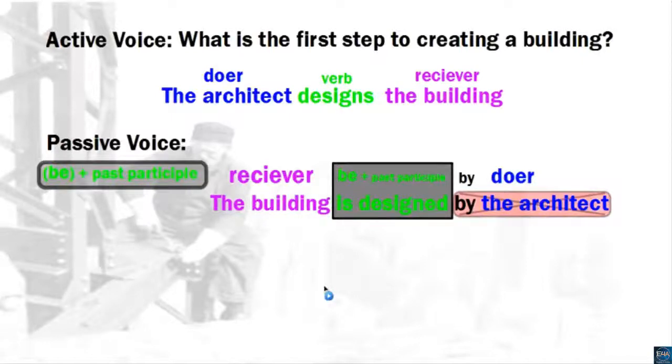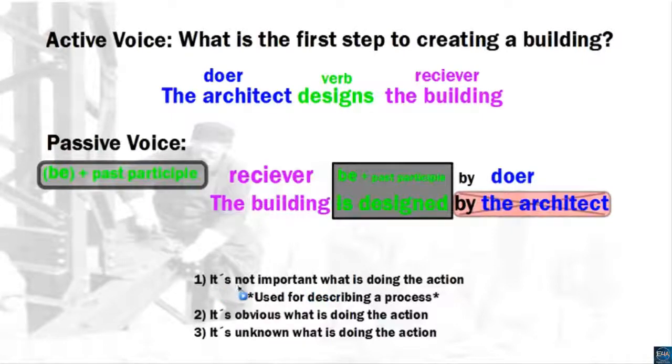So why do we use the passive voice? Well, for these reasons. First, it's not important who is doing the action, right? Again, we use this for describing a process sometimes. We're not saying who is doing it, but we want to say what is done. For example, using the receiver first, that's the emphasis of the sentence. Also, it's obvious who is doing the action, so maybe it's not necessary to talk about the doer. And the other reason is that it's unknown what or who is doing the action. So for those three reasons, we put the emphasis of the sentence on the receiver and not the doer. And that's why we use the passive voice.